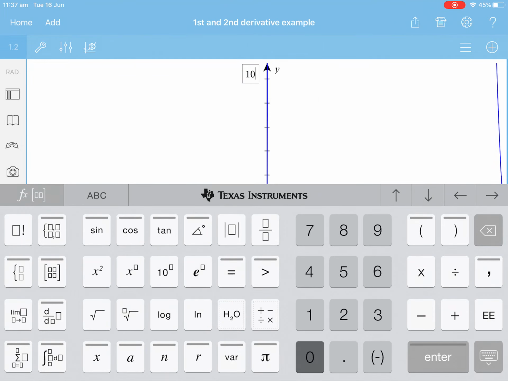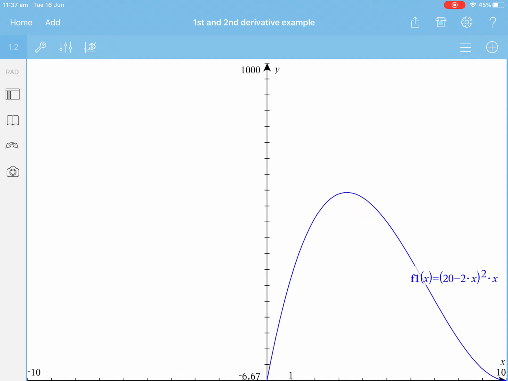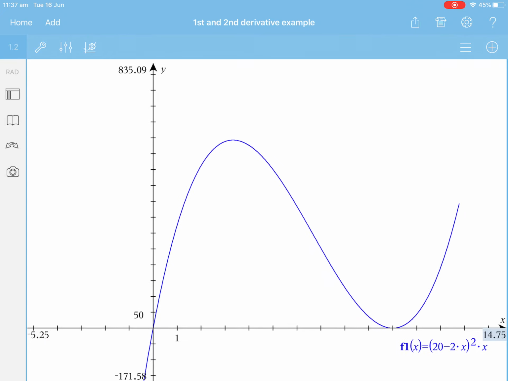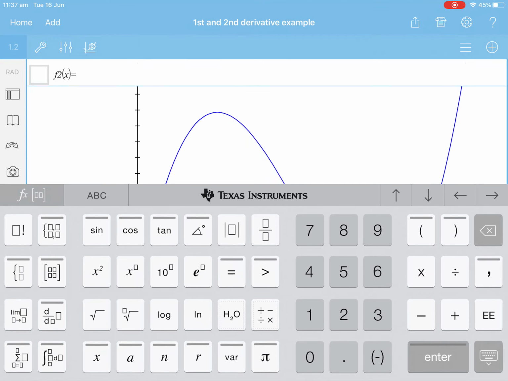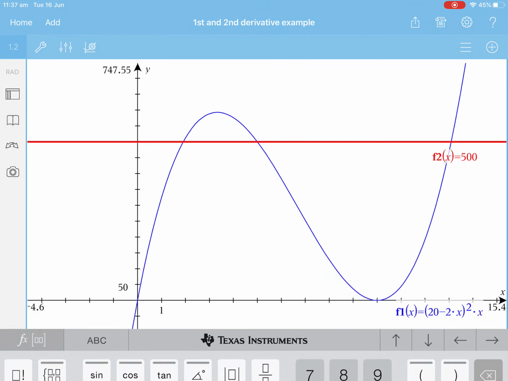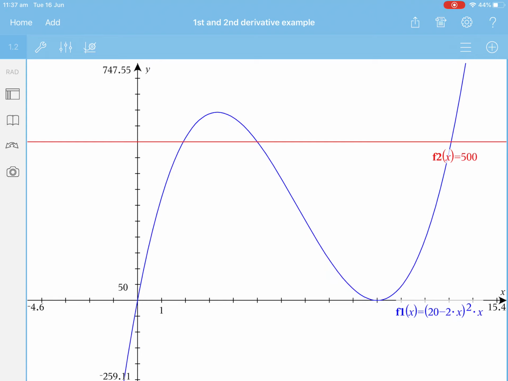Now we had at least 500, so I'm going to go to 1,000 there, and we can see the graph. Then I haven't gone far enough to the right. I need to go to at least 20 on the right hand side. Maybe I'll actually just drag it and zoom it. And then I can add the other graph where y equals 500, and I can see these 3 points where they intersect.